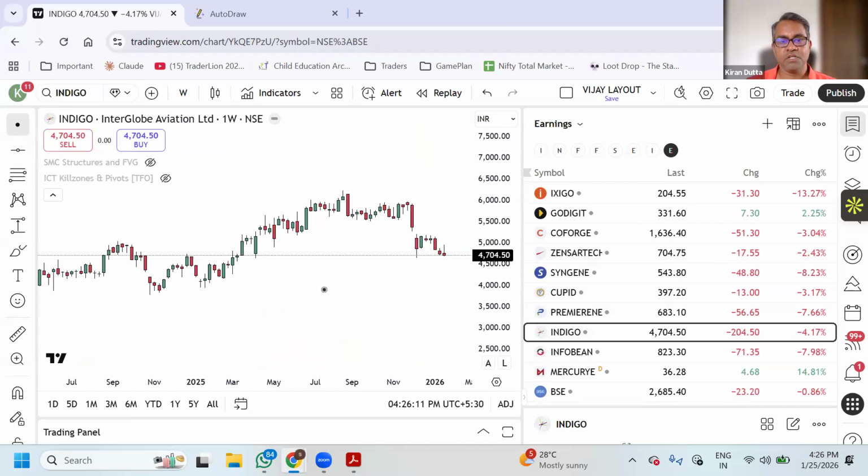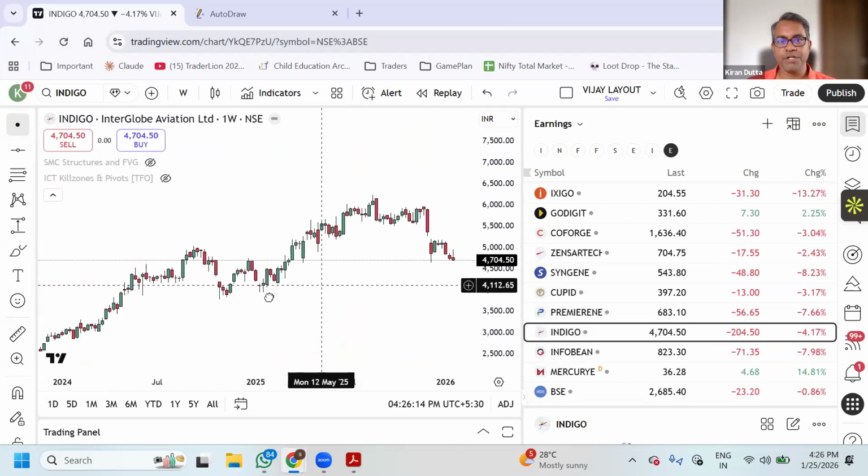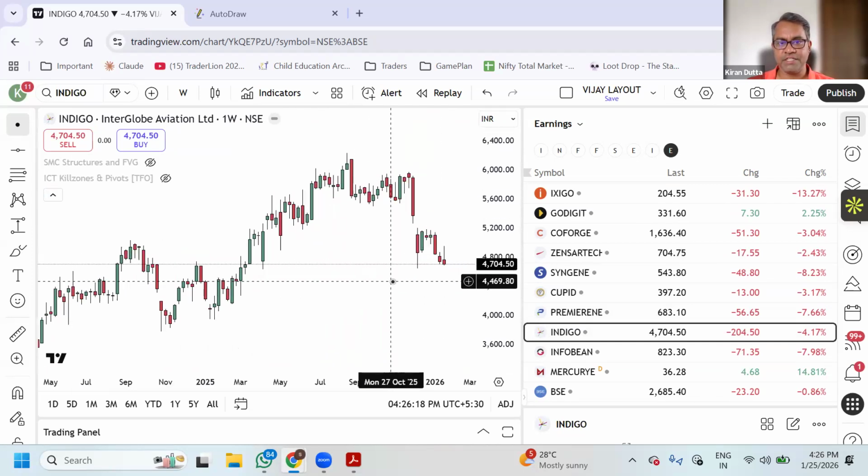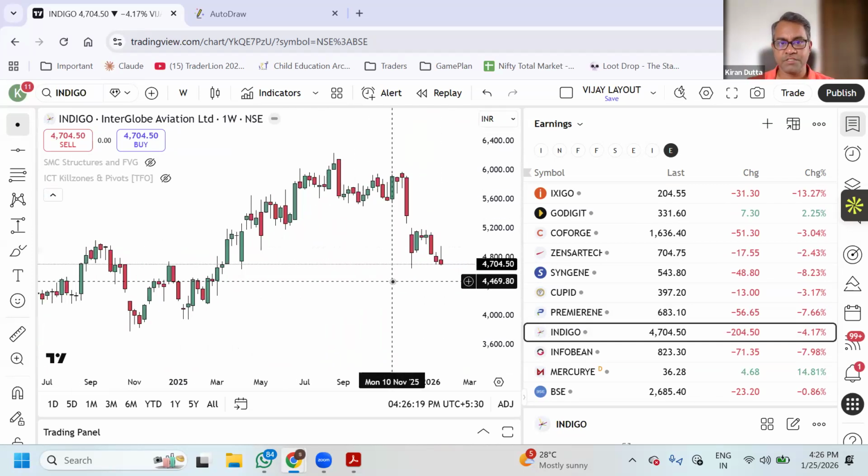Okay. Now, I want you to look into this chart. Don't work on any support resistances, anything. Just visually look into that particular chart.